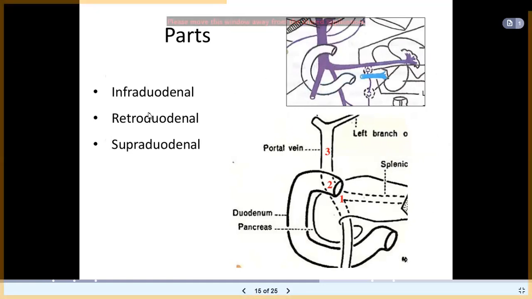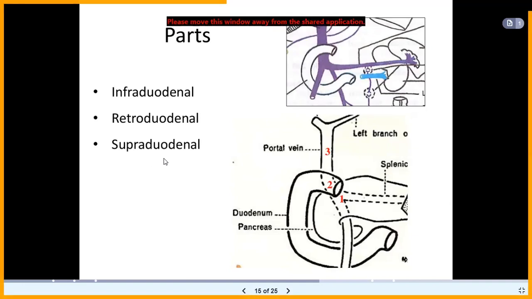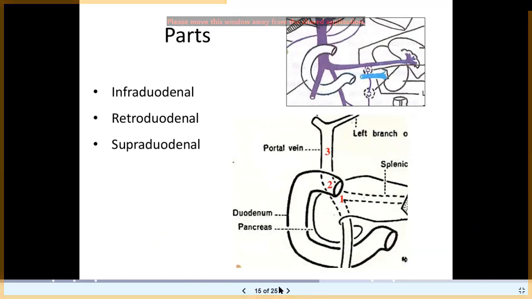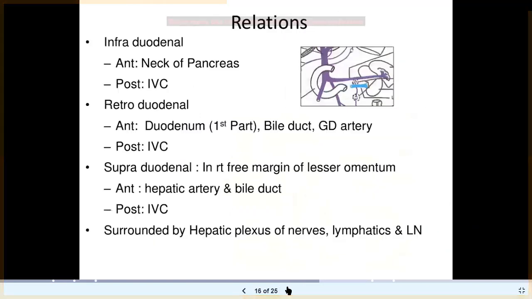Behind the first part of the duodenum, we call retroduodenal part, and above the first part of the duodenum, it is supraduodenal part. You can see 1, 2, 3 numbers have been given. Below the first part of duodenum is infraduodenal. Behind the first part of duodenum, number 2, retroduodenal. And above the first part of the duodenum, we call it supraduodenal, like the continuation, like the course of this portal vein.